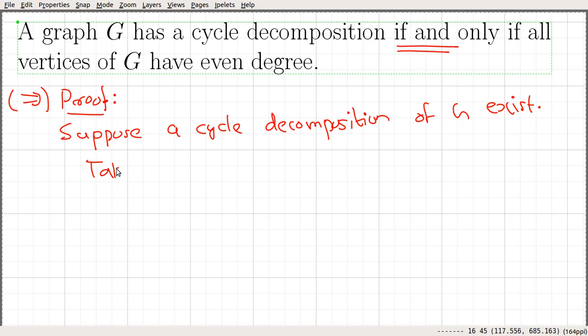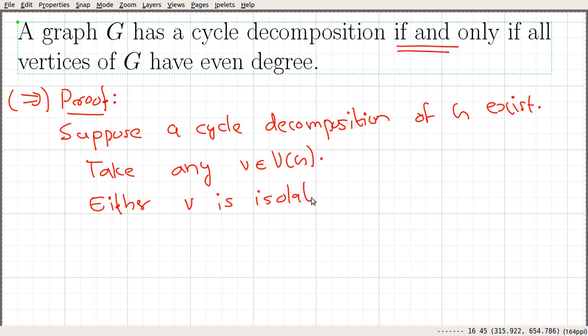Okay, then take an arbitrary vertex in the graph G. Here this graph could be disconnected, or maybe some of the vertices may be isolated. So two things can happen here: either this vertex V is isolated, that is, the degree of V in G is equal to 0.